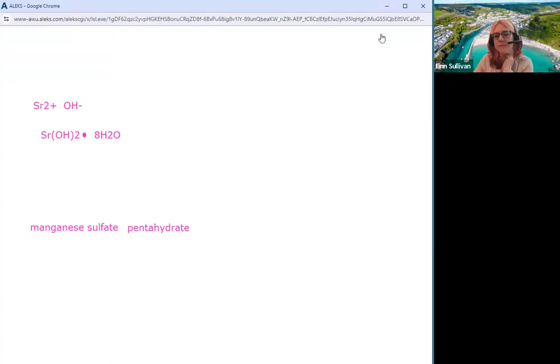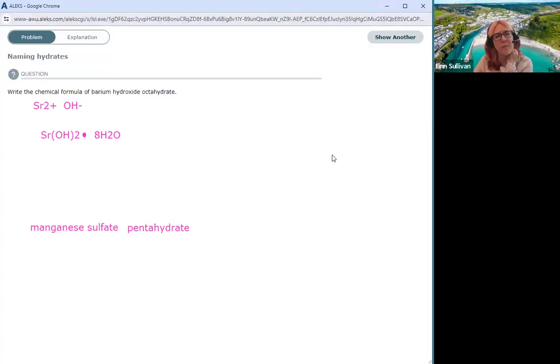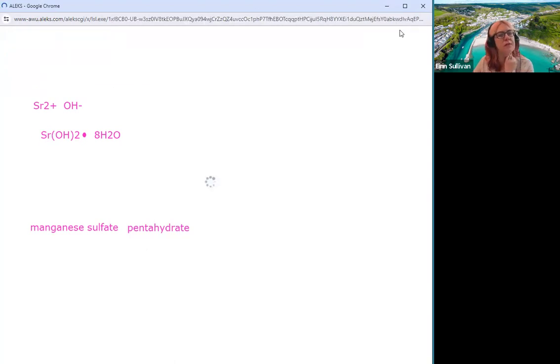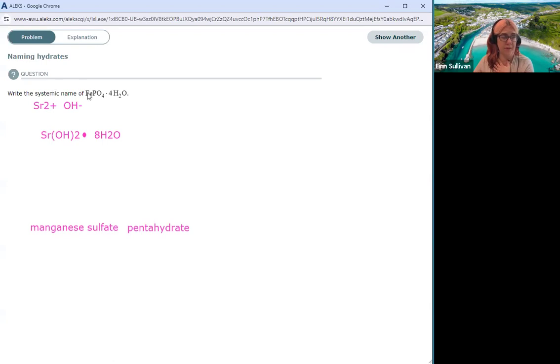Okay, one more then. Let's see what we got. Chemical formula of barium hydroxide octahydrate. Well, it's going to be the same, but barium there instead of strontium. Here we go. FePO4·4H2O. So let's just make sure we've got iron. It's going to be iron 3+ and phosphate, PO4 3-, right?